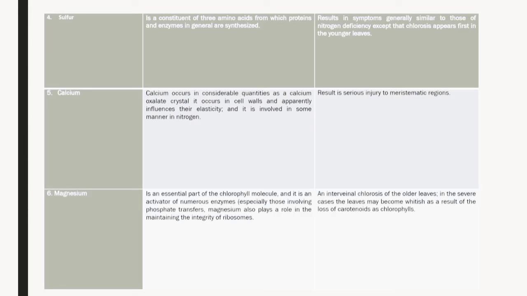Lastly, magnesium. The function of magnesium is that it is an essential part of the chlorophyll molecule, and it is an activator of numerous enzymes, especially those involving phosphate transfers. Magnesium also plays a role in maintaining the integrity of ribosomes. And for the deficiency of magnesium, there is intervenal chlorosis of the older leaves. In severe cases, the leaves may become whitish as a result of the loss of carotenoids as well as chlorophylls. So that's all.